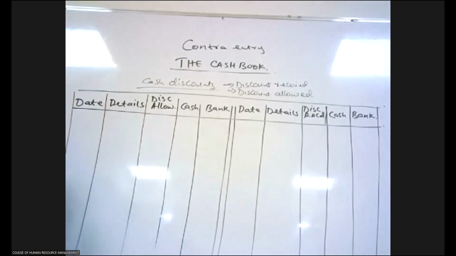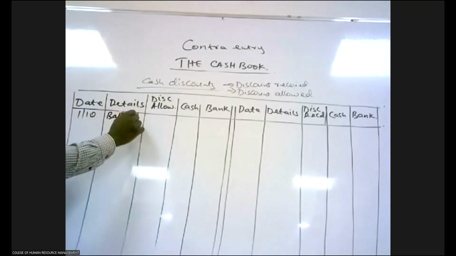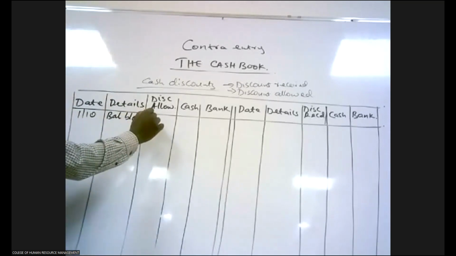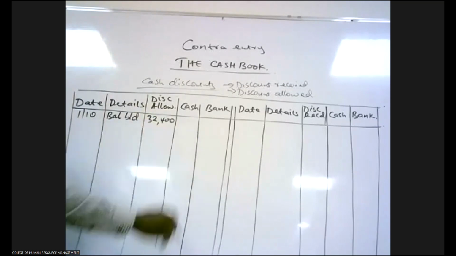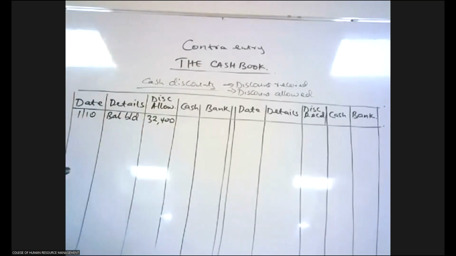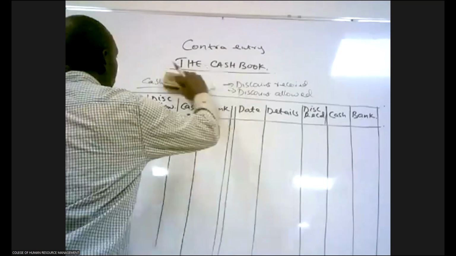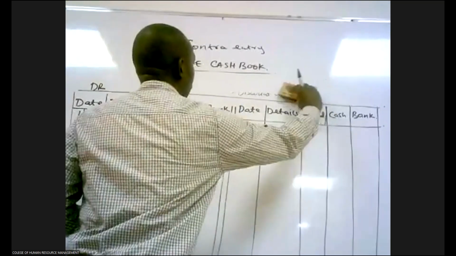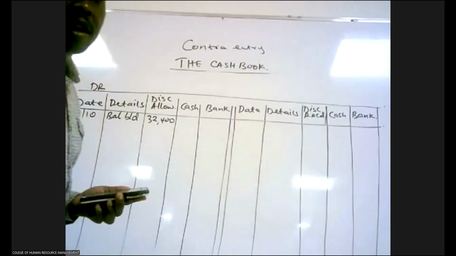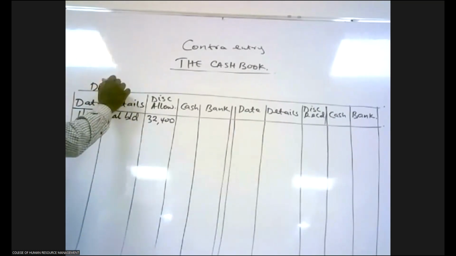So you come here and record 1st of October. That amount is what we call balance down, the opening balance. For cash, we are told it is 2,400. And then for the bank, you are told it is debit. Remember the debit will be here. Debit is this side where we have the receipts.